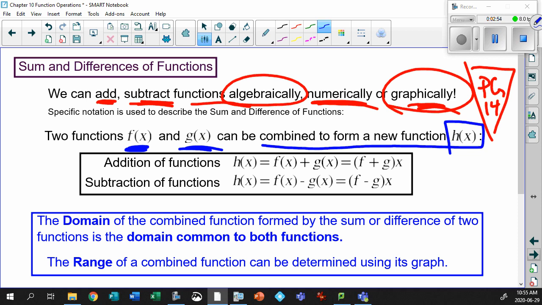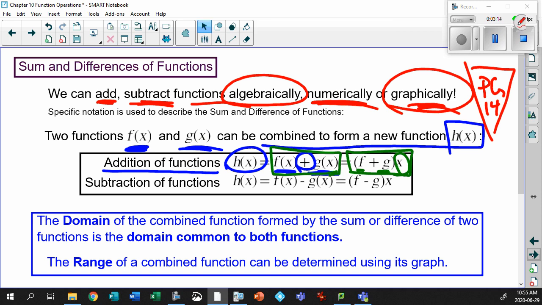Adding functions just means take the f of x function, take the g of x function, put them together, and you get a new one. But take a look at the way they write this. They can actually write this like this: (f + g)(x) means exactly the same thing as that.